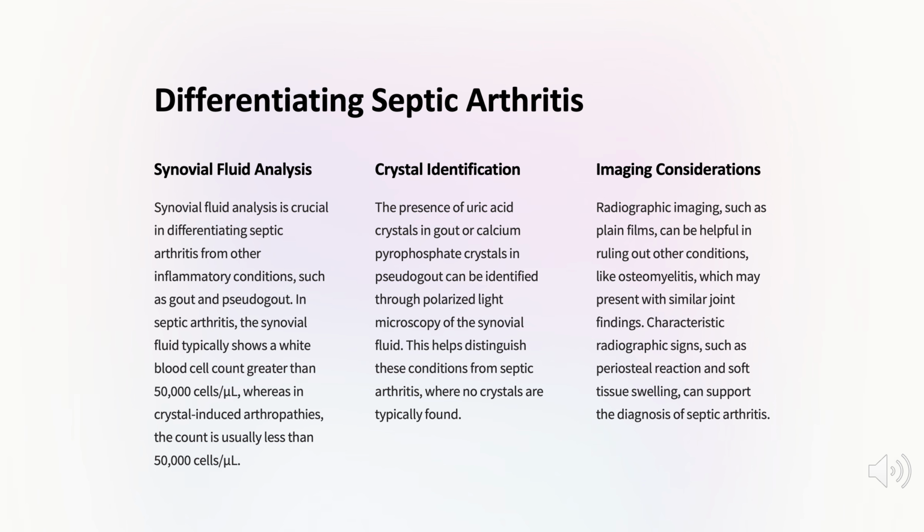Radiographic assistance. Radiographic imaging, such as plain films, serves to exclude alternative diagnoses like osteomyelitis, which may manifest similarly in the joints. Distinctive radiographic signs such as periosteal reaction and soft tissue swelling can bolster the diagnosis of septic arthritis.